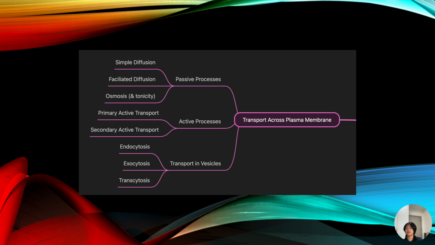So this is outside the cell. Inside the cell, we have a relatively lower concentration of water. So the water wants to enter from outside of the cell into inside of the cell. So this causes the cell to swell and eventually burst. So this process is called lysis, which is basically bursting.